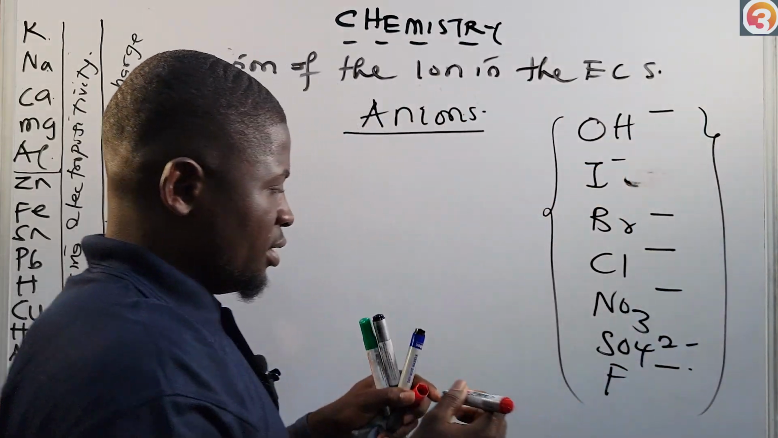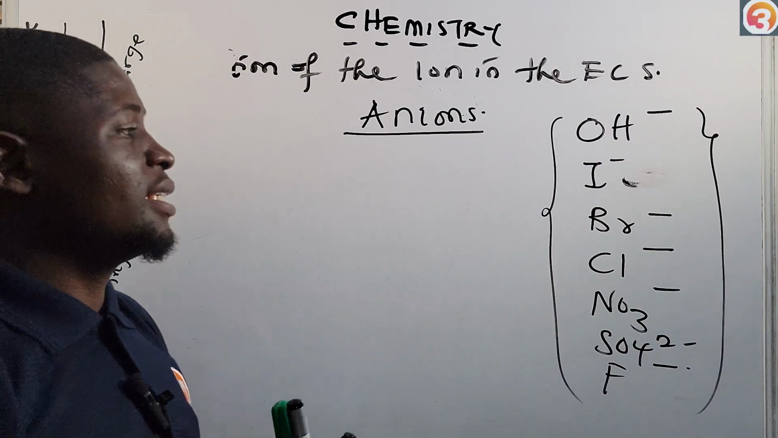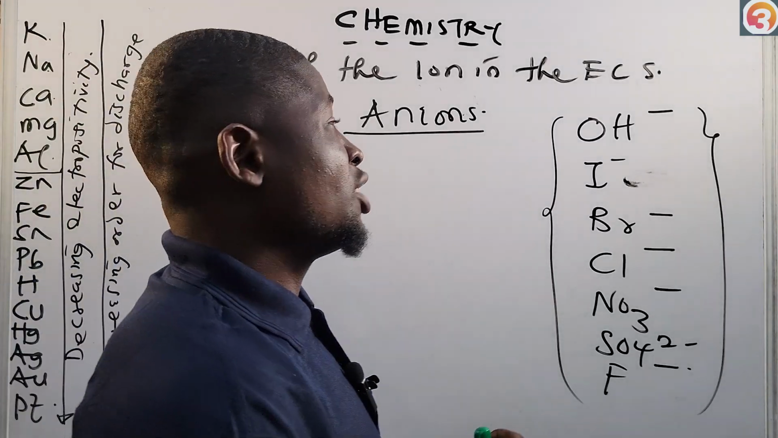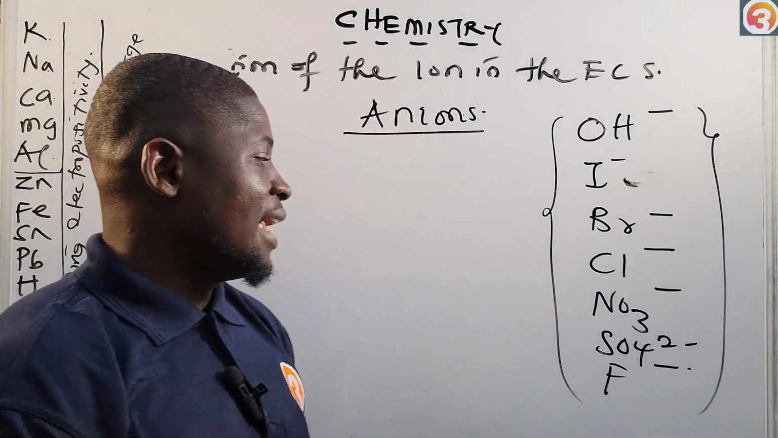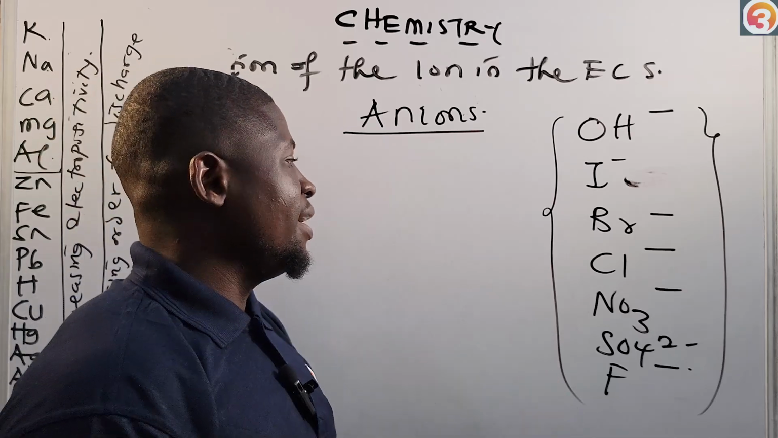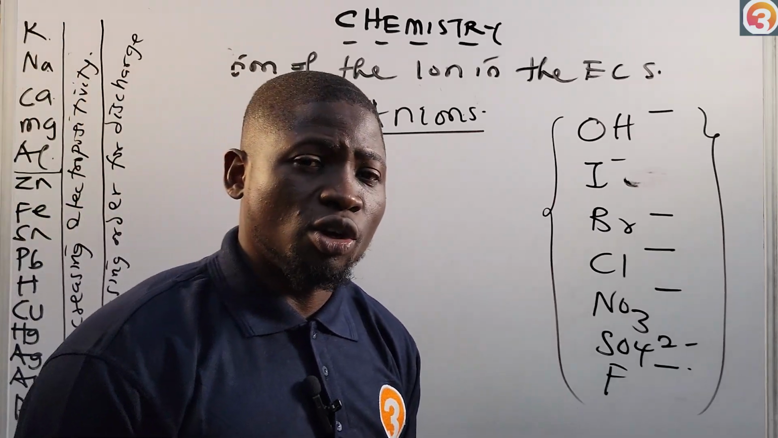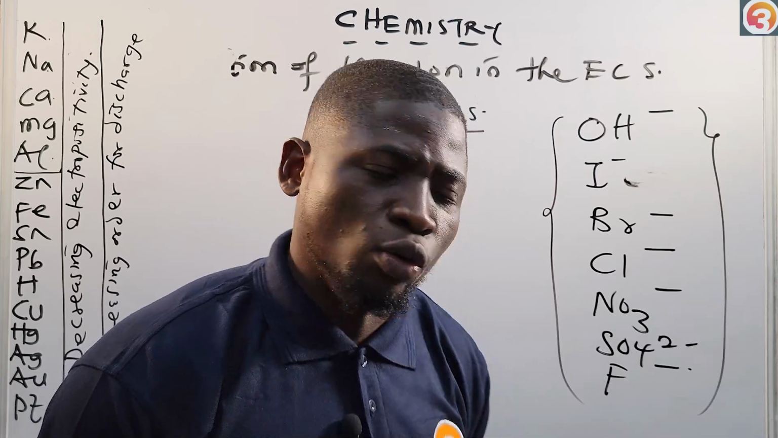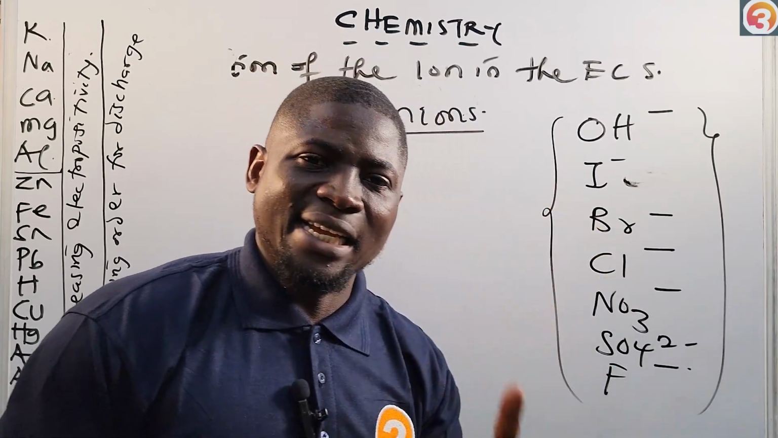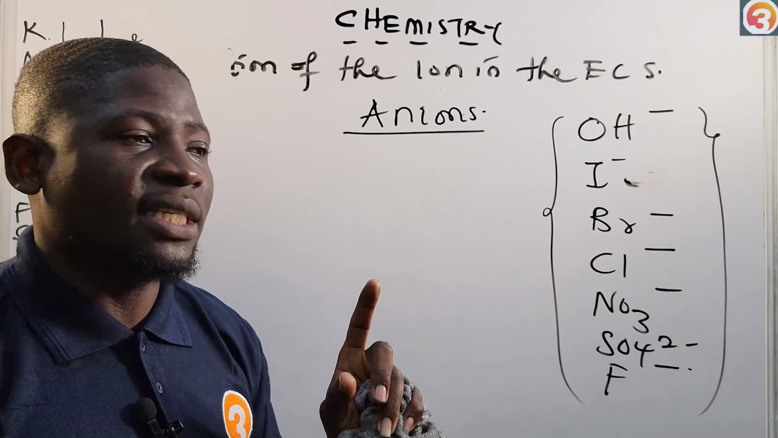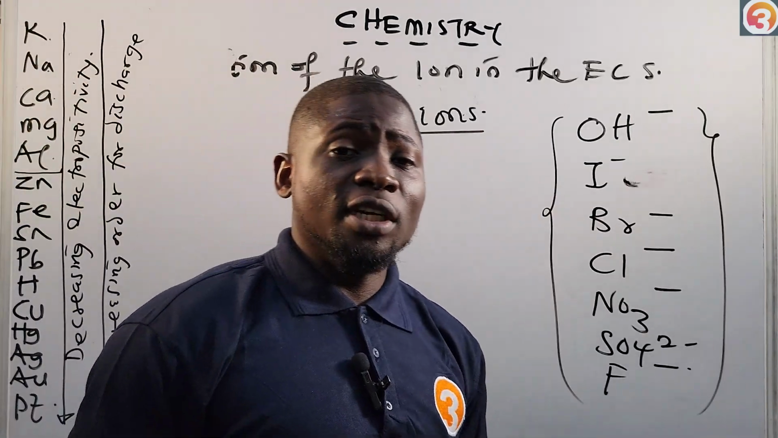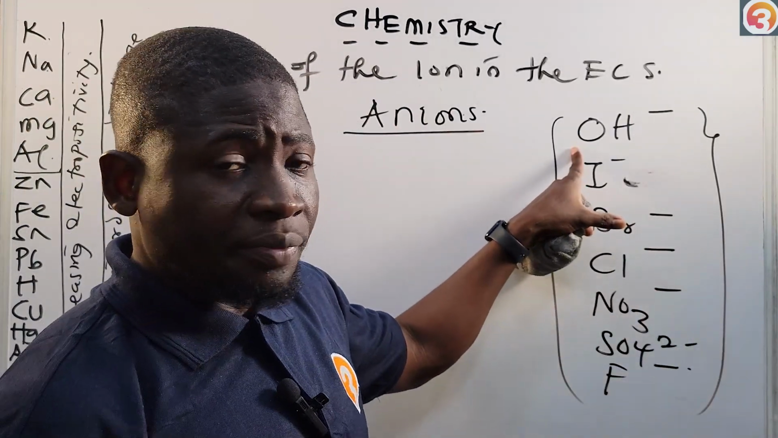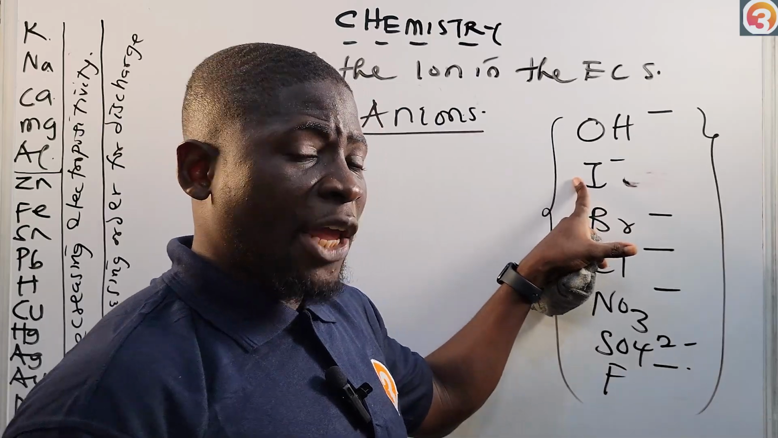Now this is the electrochemical series for the anions. Any way you want to use to remember this, please use it. You can turn it into a song. OICNSF, OICNSF, whether it's sweet or not. Please make sure you use one method to remember the electronegativity series. It's very important. So this is the electronegativity series. OH is the first, iodine is the second.